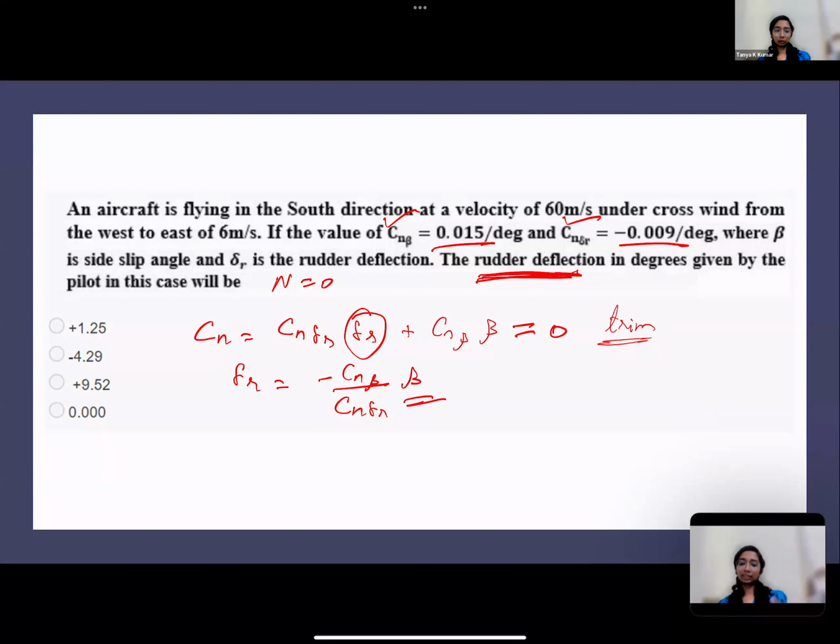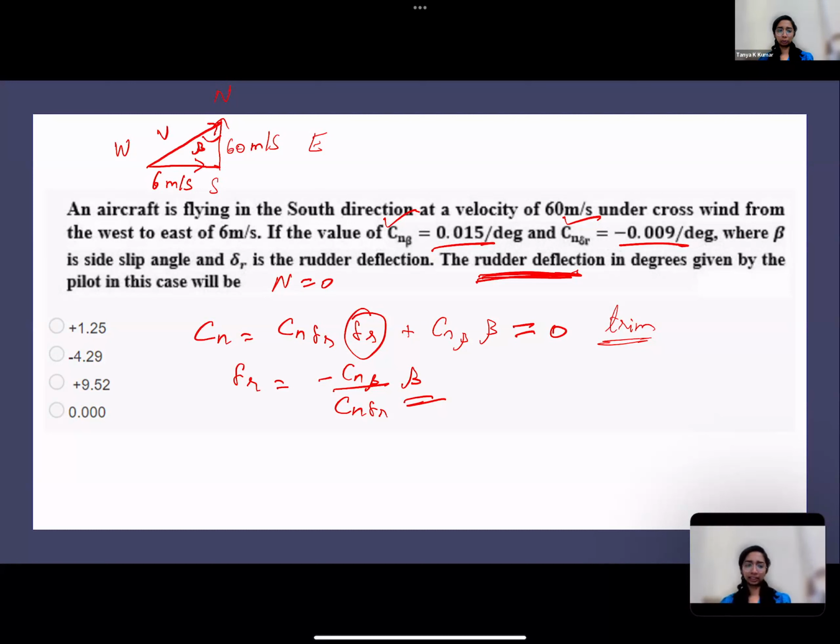So the aircraft is flying in the south direction. What does that mean? That the wind is going from south to north, correct? So this is your north, this is your south, this is your west, this is your east. So the relative velocity is going from south to north at a velocity of 60 meters per second. Now crosswind from west to east, exactly like the previous question, and it is 6 meters per second. So this becomes your new relative velocity. And this becomes your beta, which is positive. Now try and find out beta and tell me delta R.